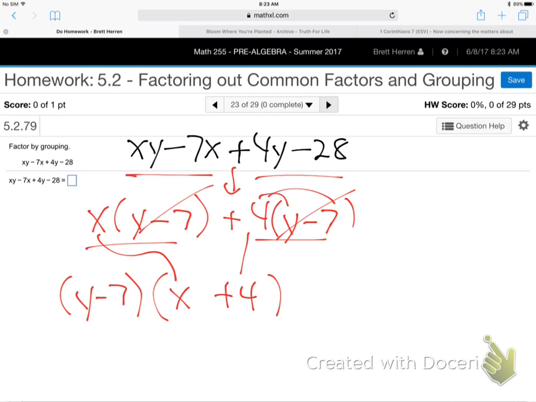Because I had a hard time seeing that there was something in common in the back. Yeah, because you don't see the 4 right away, huh? Yeah. Right. You'll get more and more comfortable.